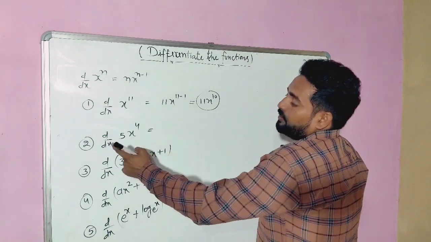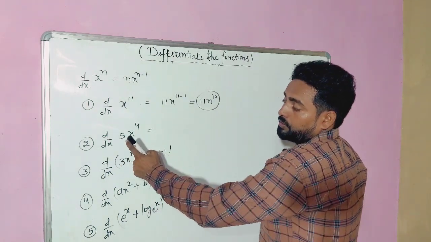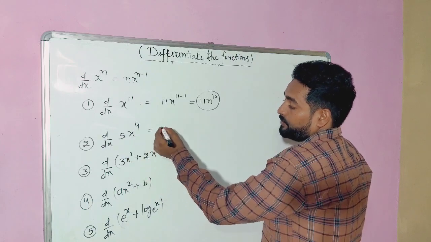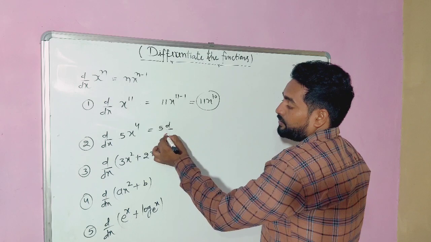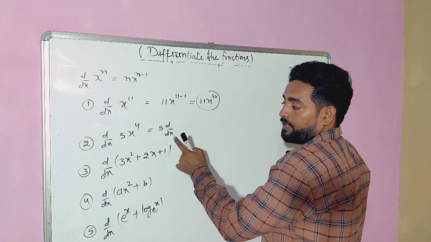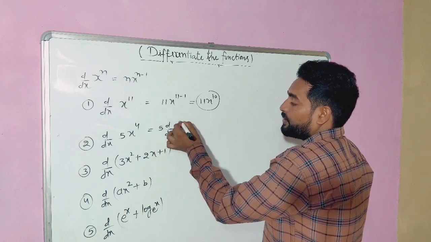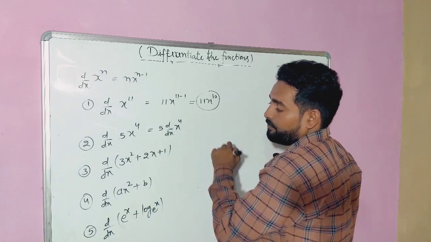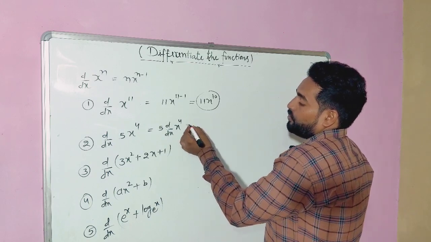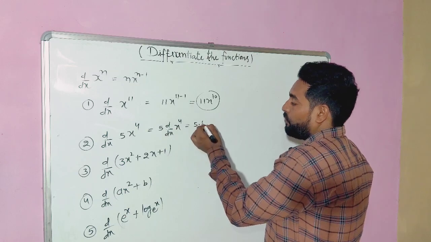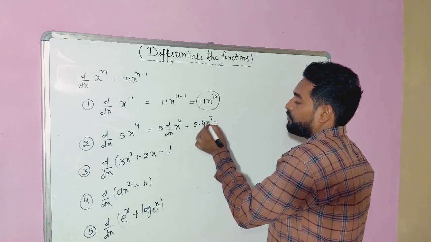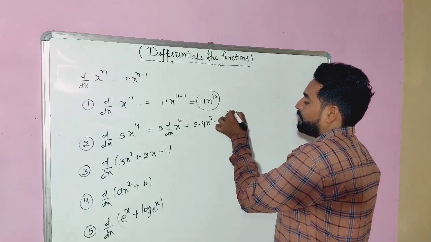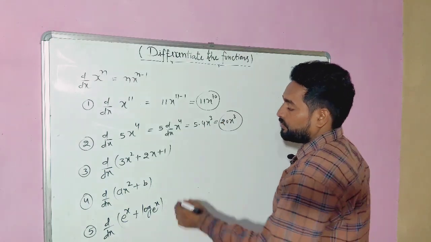Next question. 5 is a constant in this question, so we take the constant out of d upon dx. 5 d upon dx of x power 4 with respect to x. Differentiation of x power 4, so 5 into 4 x power 3 is equal to 20 x power 3. That is the answer of this question.